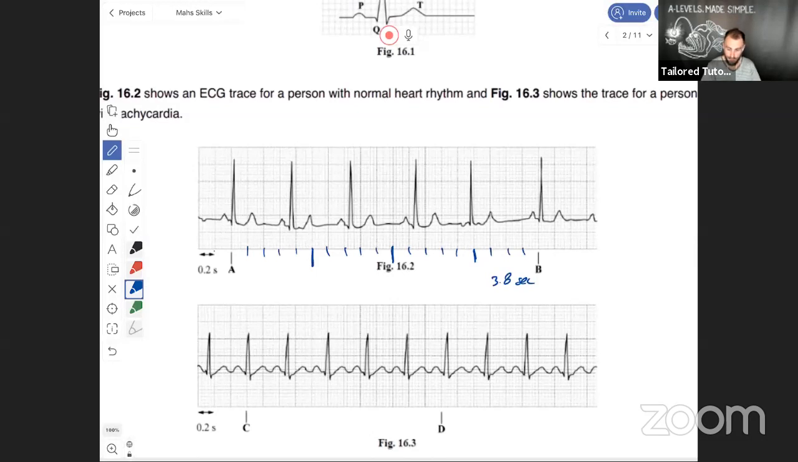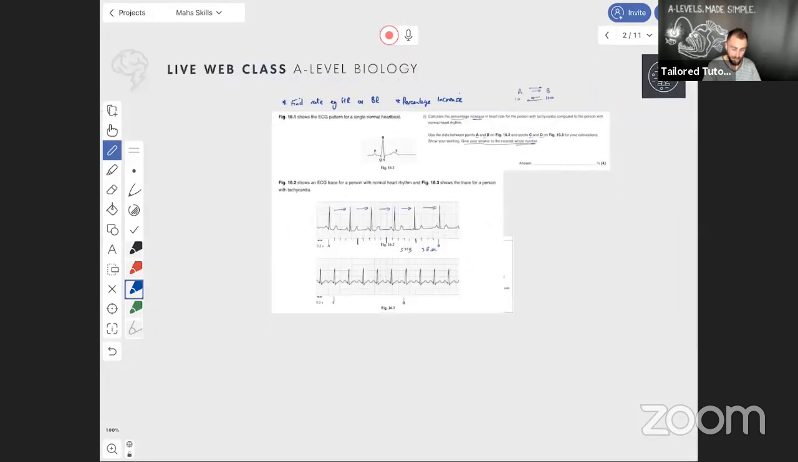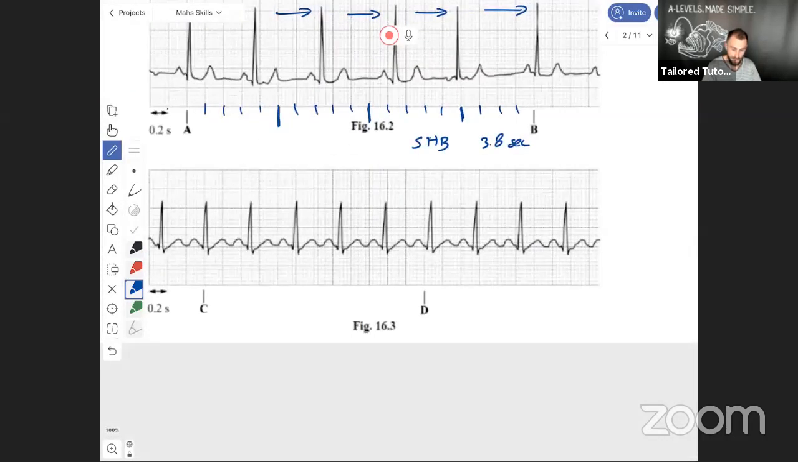How many heartbeats were there? There was 1, 2, 3, 4, 5 beats. I'm going to put 5 heartbeats. Okay, so that's the normal person. We can work out the rate in a second. Let's do the same for down there.